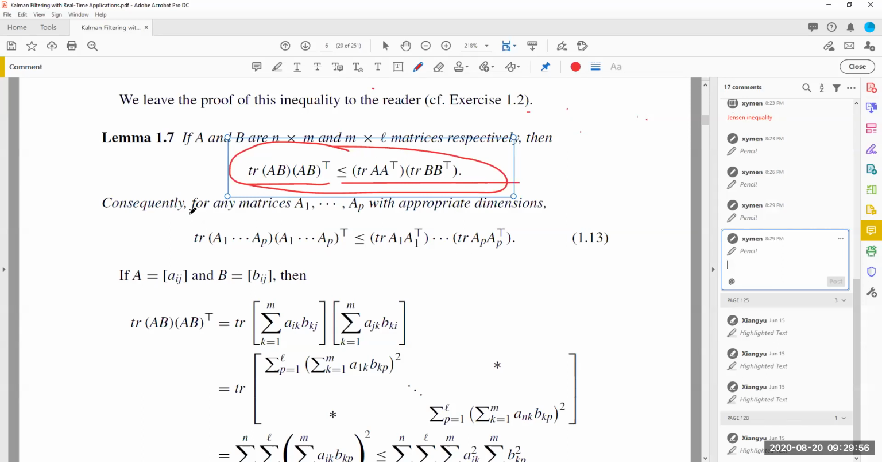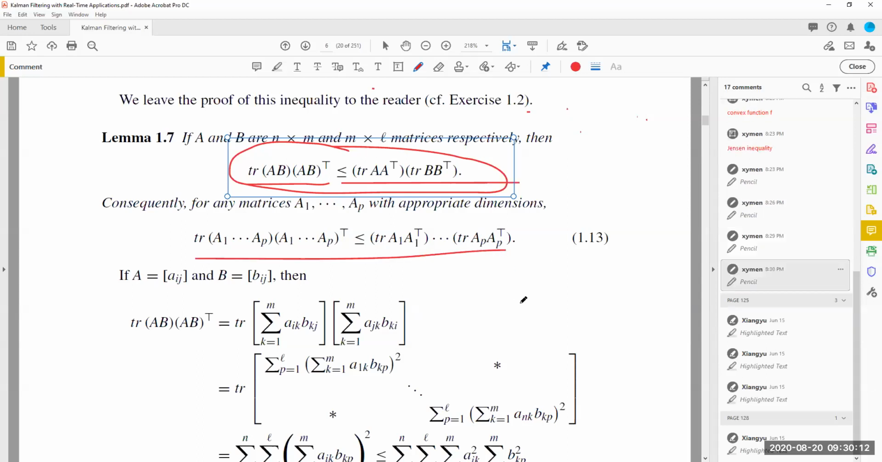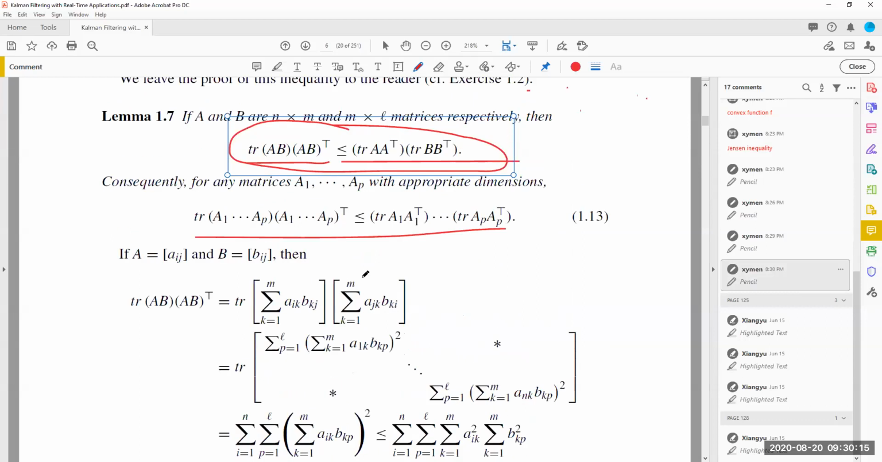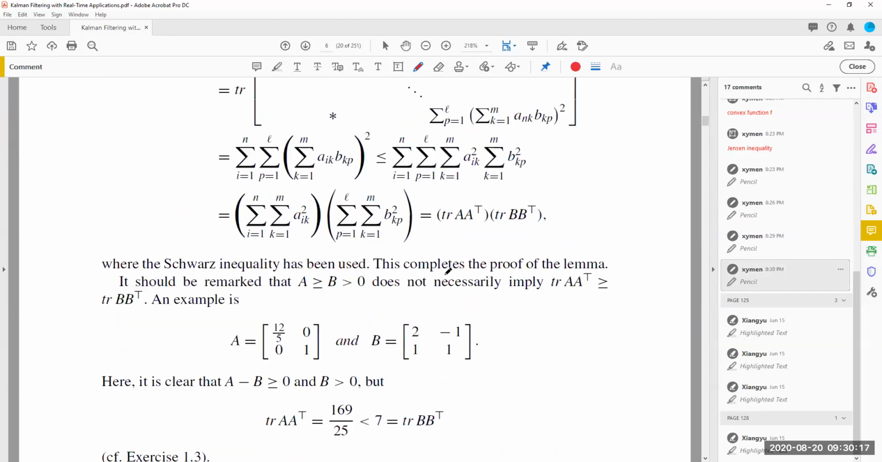So you can extend to P matrices: the trace of A1 times through A_P, times its transpose, is less than the product of the traces of A1 A1 transpose through A_P A_P transpose. I've not talked about the proof, so let's move on.